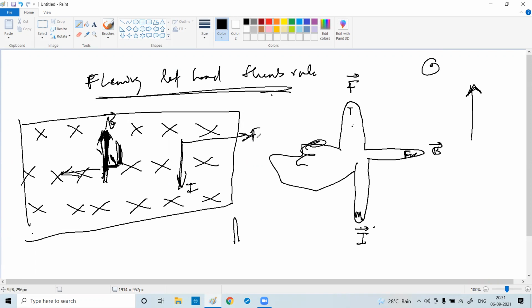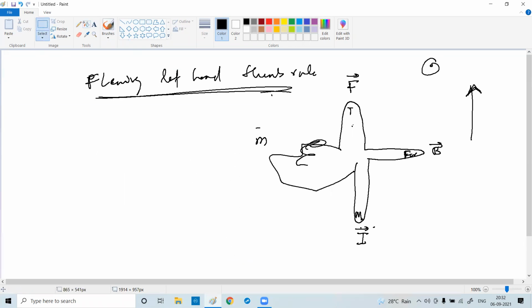This side, obviously, no. The magnetic field is not changing. Only the velocity is changing. So this will be the force. Clear? Yes, sir. Learn to apply.